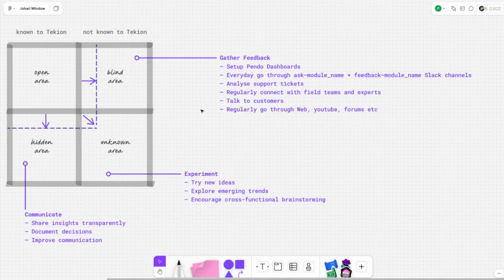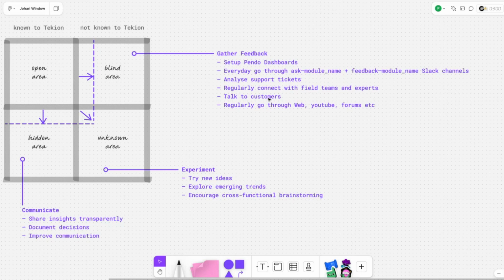Now, how to reduce the blind areas? It's simply getting into the feedback, right? As much feedback as you have, as much as you are aware of your product, customers, business, industry, the blind area reduces further and you open up the known area, and it's the best place to be in.